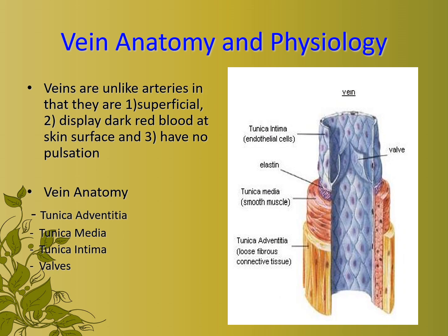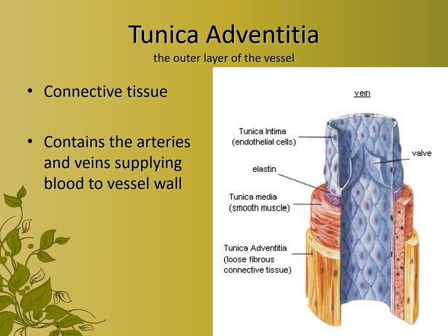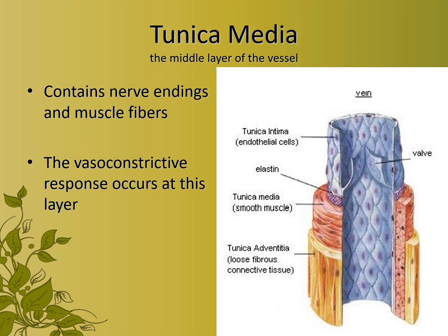Veins, unlike arteries, are superficial and display dark red blood at the skin surface, and they have no pulsations. Tunica adventitia, which is the outer layer of the vessel, is a connective tissue containing arteries and veins supplying the blood to it. Tunica media is the middle layer. It consists of nerve endings and muscle fibers, and vasoconstriction response occurs at this layer.